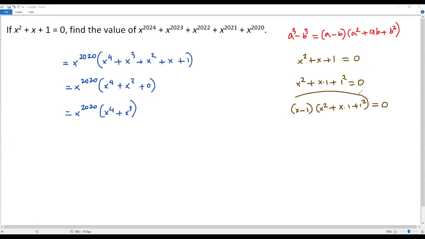Now let's compare this one and this one. So the stuff we have over here is exactly in this form. At the place of a we have x, at the place of b we have 1. Whenever we have two expressions multiplied in this form, it can be written as a³ − b³. So we can write this one in this form, a³ − b³. At the place of a we have to write x, at the place of b we have to write 1.